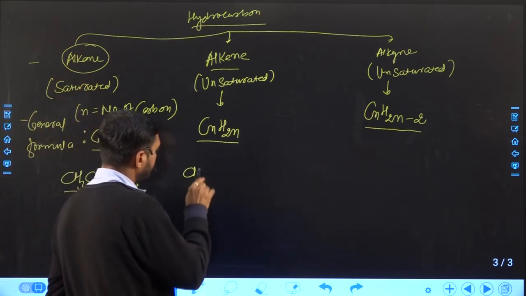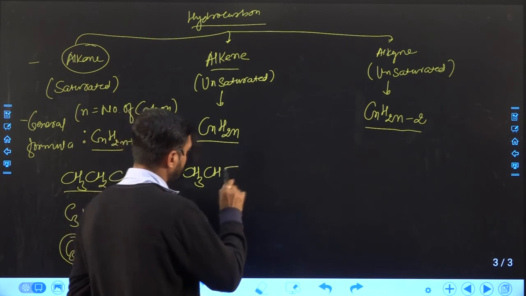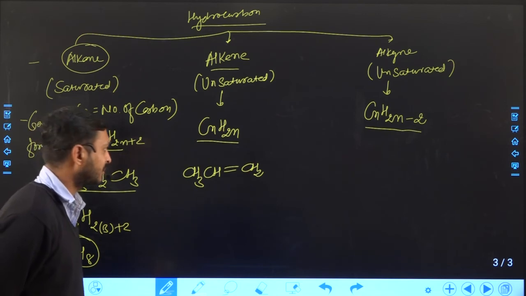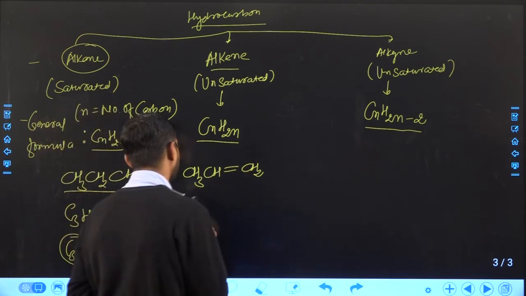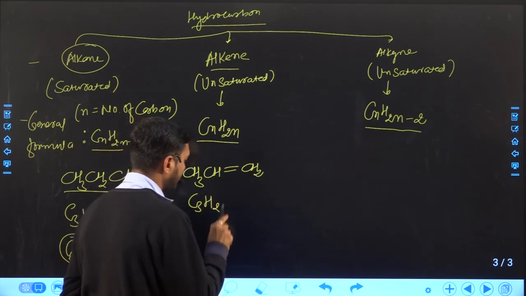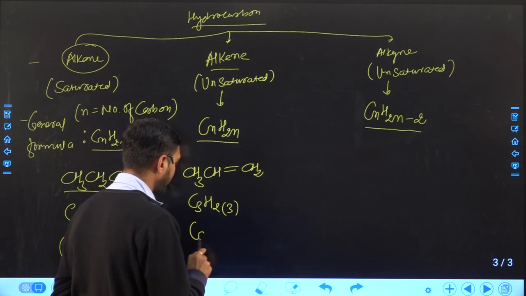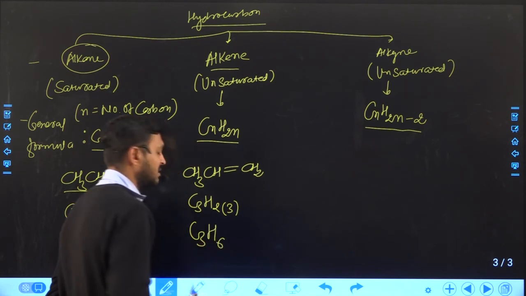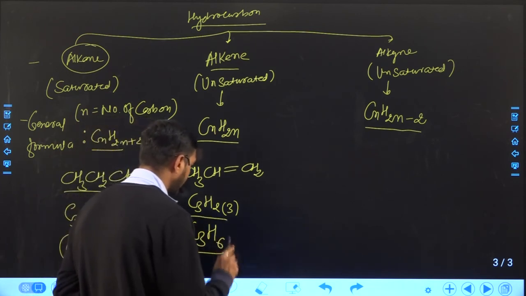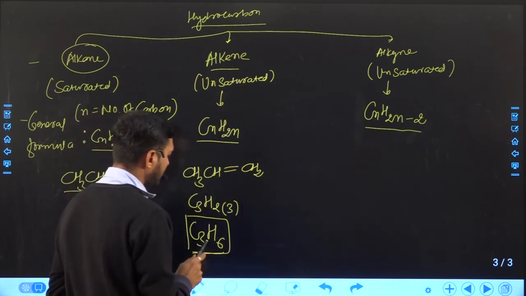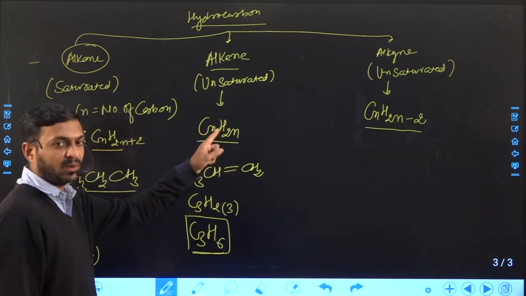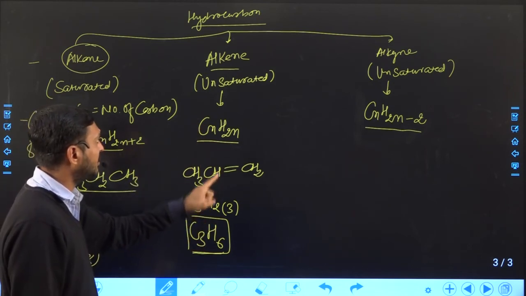Suppose in this case you can see here 3 carbon is present. So the total number of carbon is 3. If we keep n equal to 3, then the formula will become C3H6. So the compound will become C3H6 and this compound belongs to alkene. This formula also fits the general formula. This is how we can say this compound is alkene.